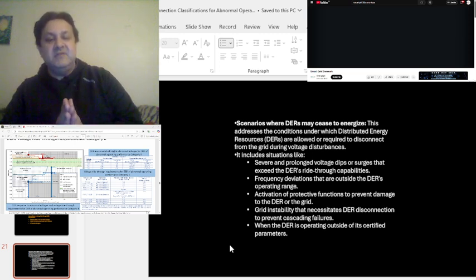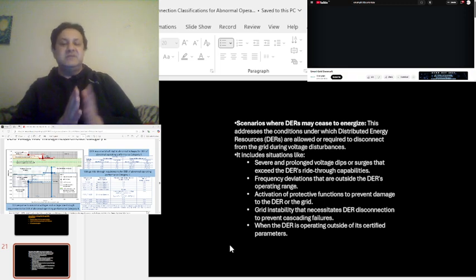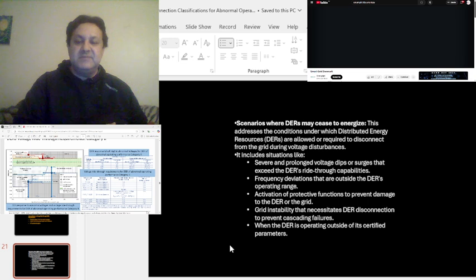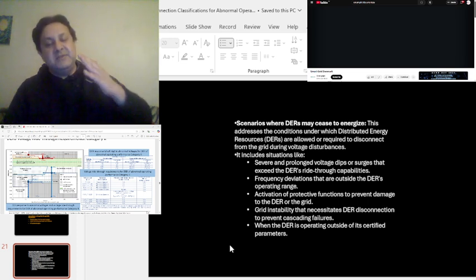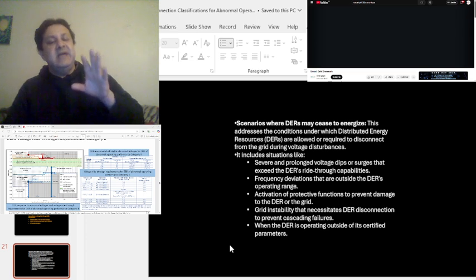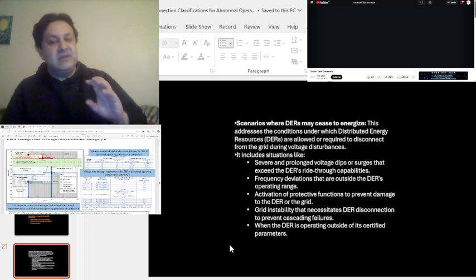What happens? This includes which kind of situations? Severe and prolonged voltage dips or surges that exceed the DR's ride-through capability, because these DRs have some kind of ride-through capabilities.